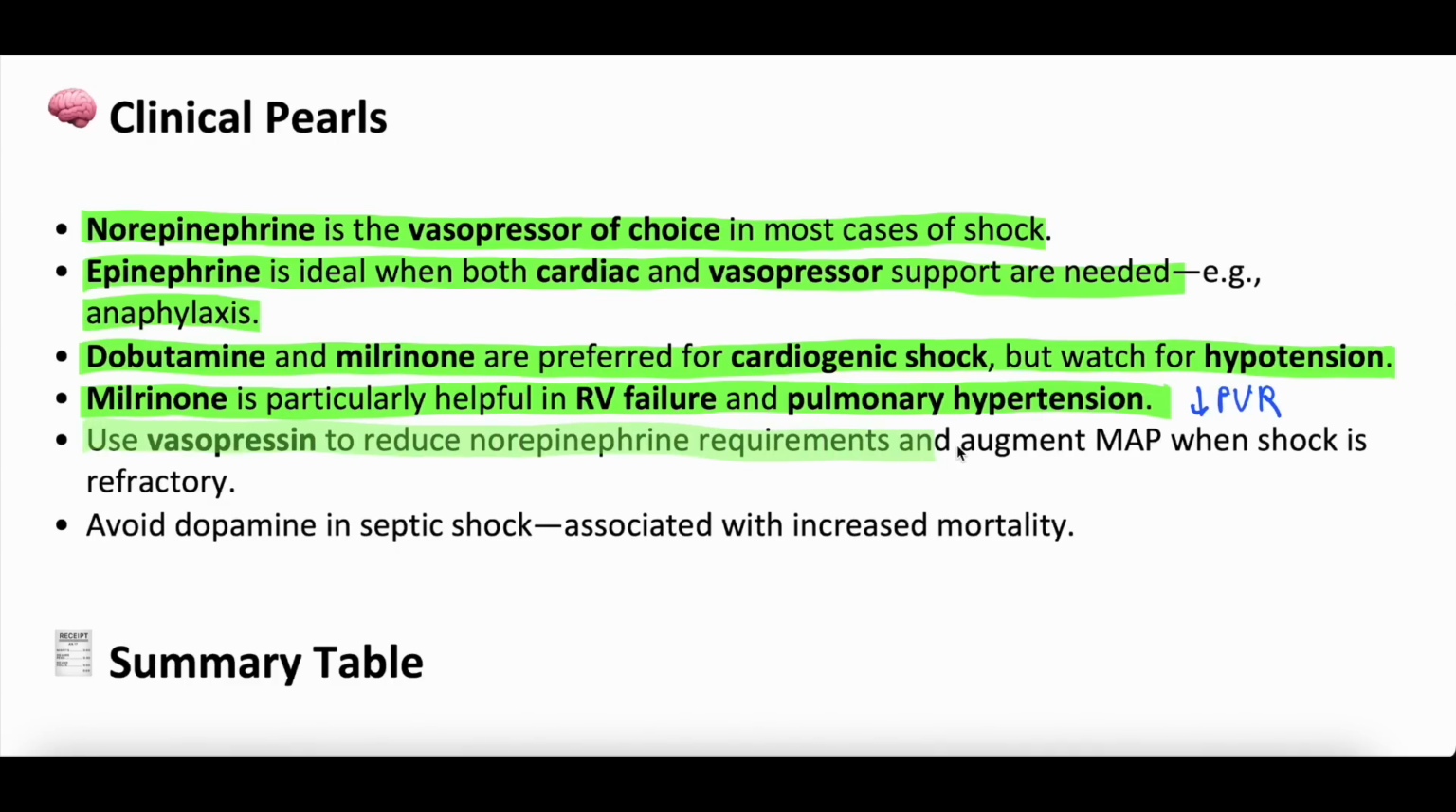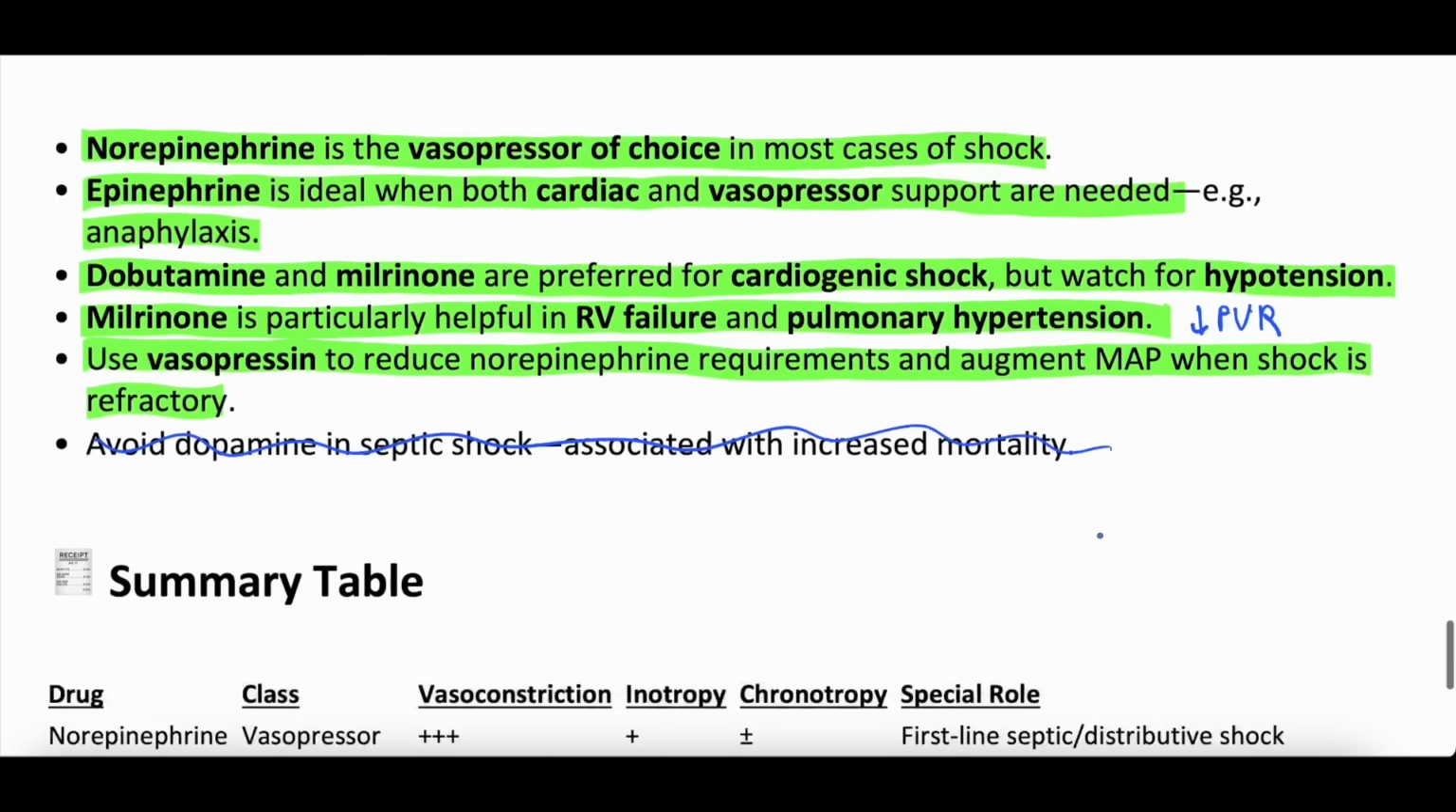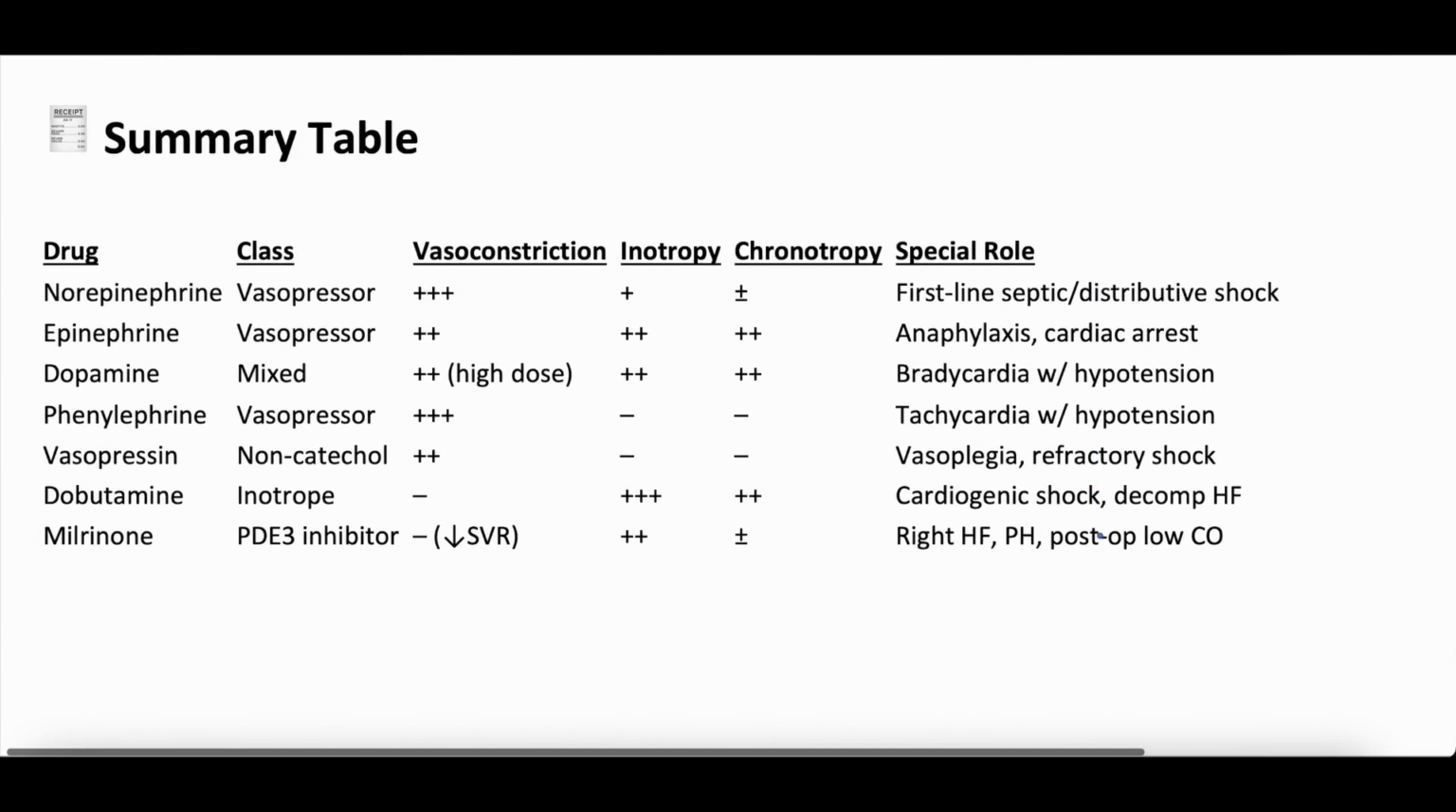Vasopressin reduces your norepinephrine requirements and augments MAP when there's refractory distributive shock, so it's an adjunct to norepinephrine in septic shock. And then avoid dopamine in general. It's associated with increased mortality. Here's a summary table. We're not going to read all this out loud. We just want you to have it here for your own reference.